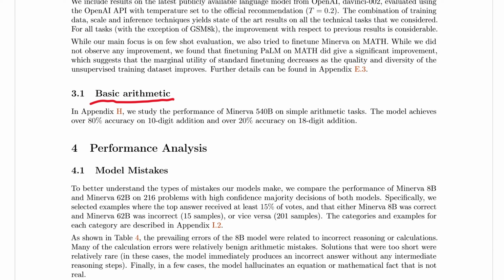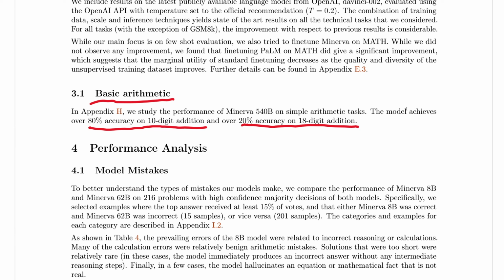This is actually kind of funny. They say if we look at Appendix H, which we're going to go to in a second, the model achieves over 80% accuracy on 10-digit addition and over 20% accuracy on 18-digit addition. So you might think, wait, what? It can't do addition, but it can do all these other very difficult things. If you're confused by that, yes, that's exactly how this is working.